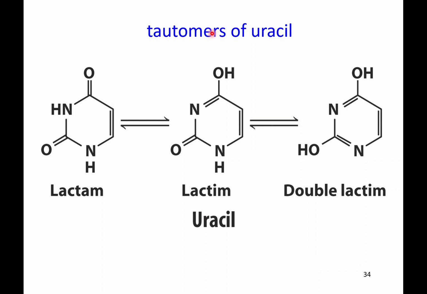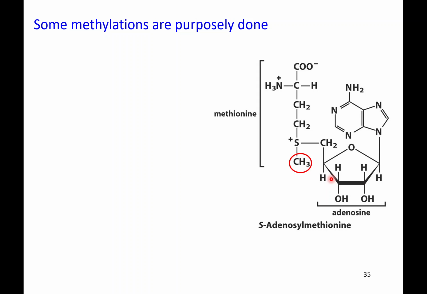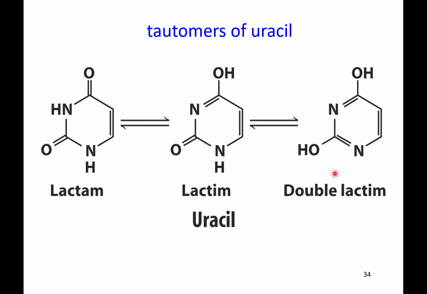Okay, if we look at the tautomers of uracil, the normal form would be what's referred to as a lactam with two carbonyl groups. A lactim would have one OH group and one double bond here. You can have a double lactim form of uracil. Now those oxygens are both OH groups, and you've added two more double bonds. So that's just another example of how tautomers are important. Okay, and you can think of that as going to change the chemistry right at these two positions.